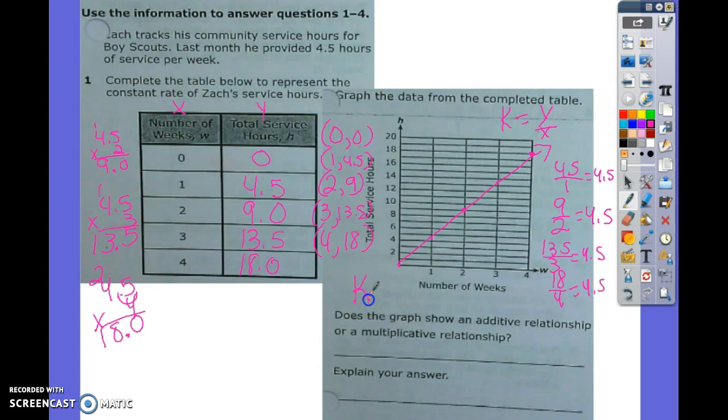So K is 4.5. So I can write my equation, Y is equal to 4.5x. So this is showing a multiplicative relationship. Y results from X being multiplied. Each week he works for 4.5 hours.